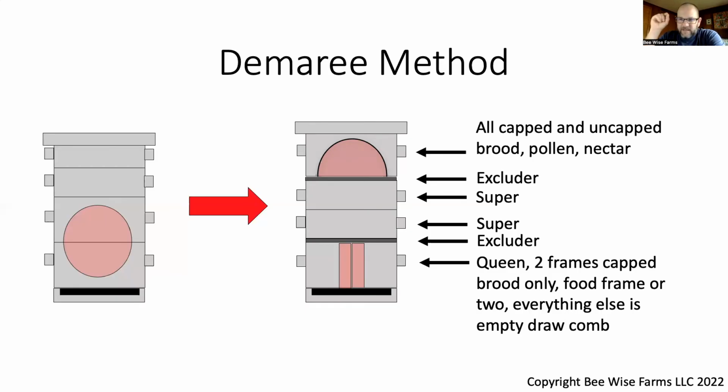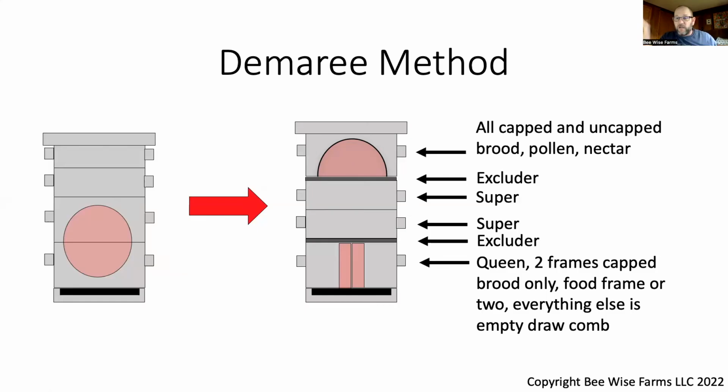And the last thing you're going to do is make sure there's an entrance for this top box. So I usually put a spacer on top of this with a small opening, or you can drill a hole in the top brood box here to give them an entrance to come in and out of. What's taking place here is you have now created a situation where you have your queen on the bottom and a colony that's raising a queen on the top.